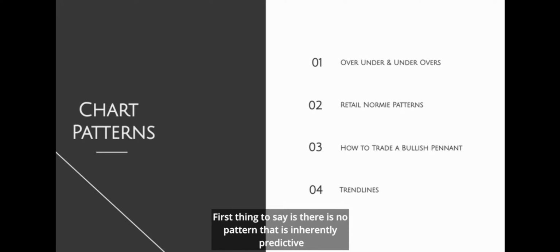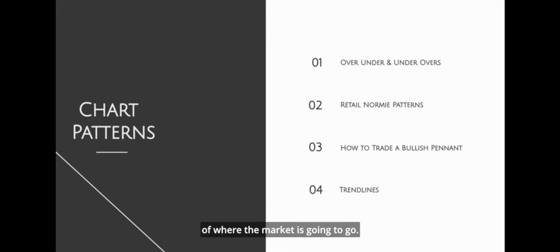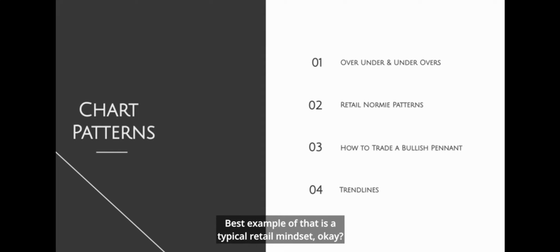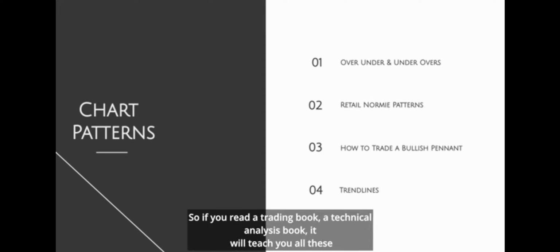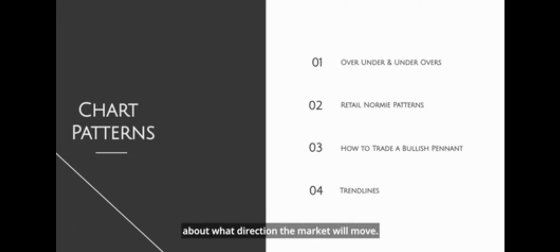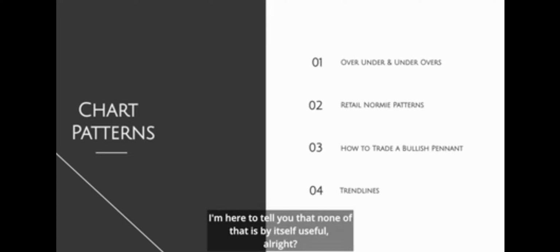First thing to say is there is no pattern that is inherently predictive of where the market is going to go. Best example of that is the typical retail mindset. If you read a trading book, a technical analysis book, it will teach you all these patterns: bull flag, pennants, bear flags, head and shoulders, all these different types of candlestick patterns that essentially are supposed to mean something about what direction the market will move. I'm here to tell you that none of that is by itself useful, right?